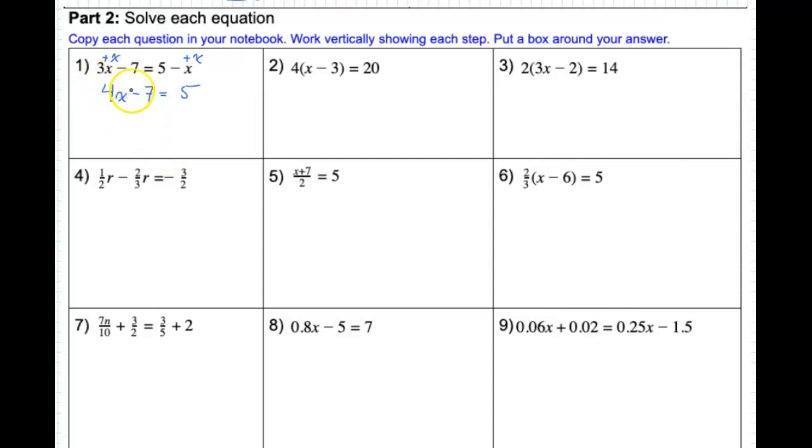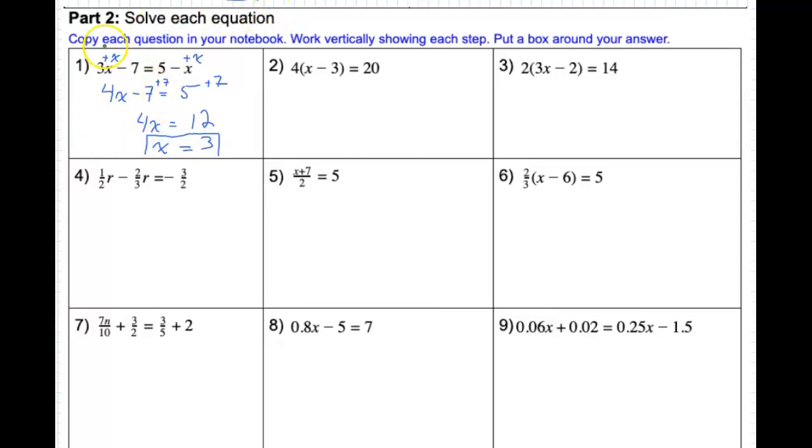Again, I want to isolate x. So if I isolate 4x, I'm getting closer to that. So I want to undo subtracting 7. So I need to add 7 to both sides. So now I'll have 4x, getting closer, right, is equal to 12. Undo the multiplication, so I divide both sides by 4, and x is going to be equal to 3. Put a box around my answer.